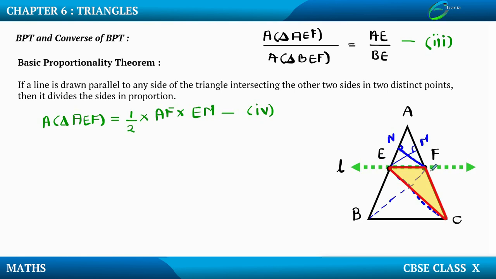Now I'm taking triangle EFC. So just look over here. I'm taking FC as the base. Again, this is an obtuse angle, so the height will lie behind. So EM will be the height. So area of triangle EFC will be equal to half into base into height. The base is FC and the height is EM. I'm naming this as result 5.